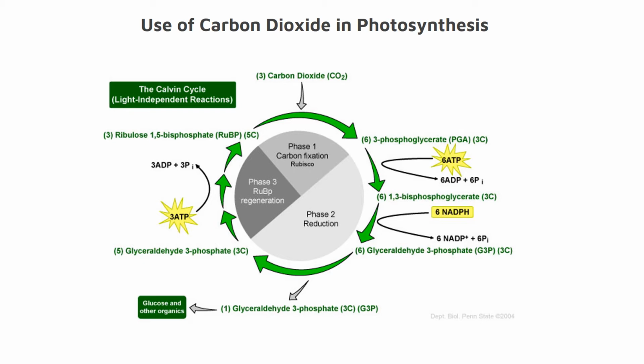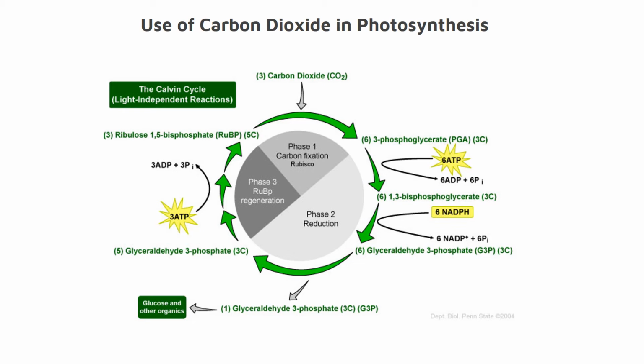In phase 2, which is also called the reduction reaction, the enzyme glyceraldehyde 3-phosphate dehydrogenase catalyzes the reduction of 1,3-bisphosphoglycerate by NADPH. Then we move to phase 3, which is the regeneration of ribulose 1,5-bisphosphate.